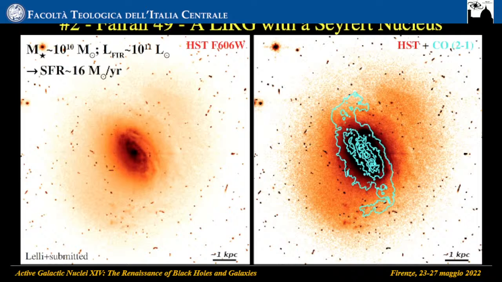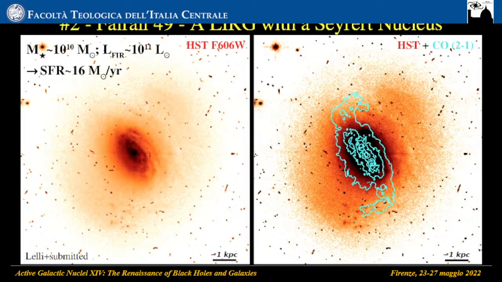On the right, you see the same image, but now with a different color stretching to focus better on the outer parts. So there is a spheroidal component, which is a bit complex. There are shells and knots. So this is probably a past merger. And in cyan is the CO 2-1 distribution from ALMA.